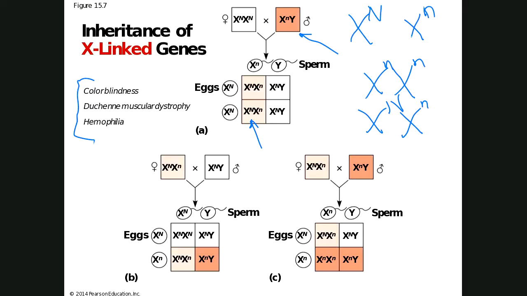Now, if you're a female, you can have one, and you're cool because you won't have the trait, but you are going to be a carrier. Okay? So here's what this says. You got the colorblind male and the female on the left that he's mating with.